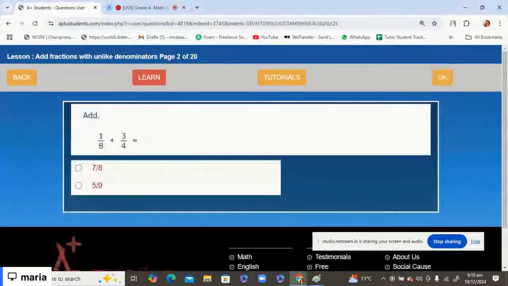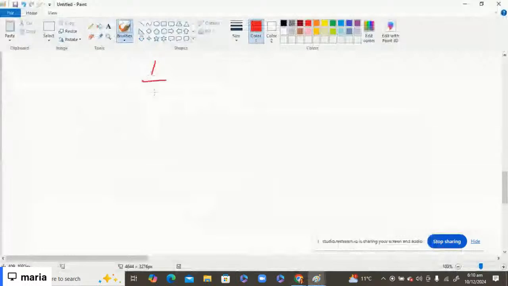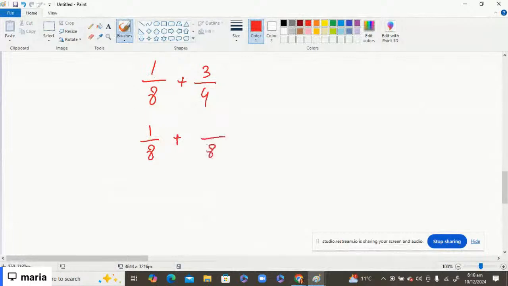1 by 8 plus 3 by 4. So here is 1 by 8 plus 3 by 4. 1 by 8 is the same, and we're putting the plus sign the same. 3 by 4. So 4 is multiplied by which number so that the denominators become the same? That is 8. 4 times 2.